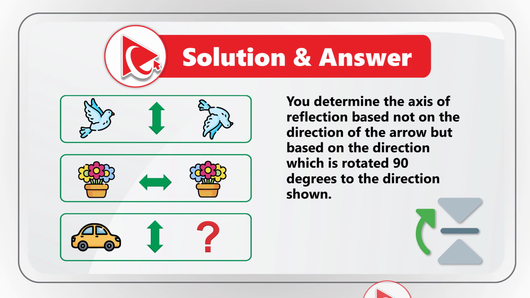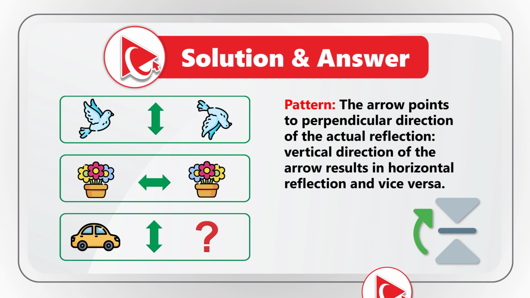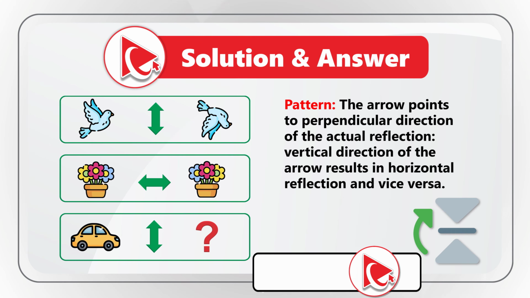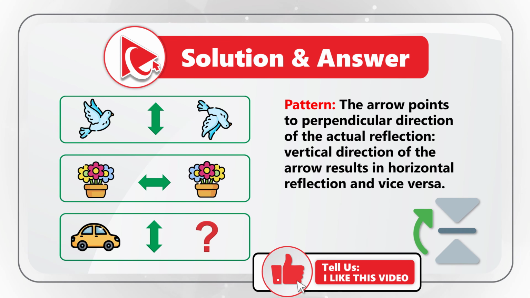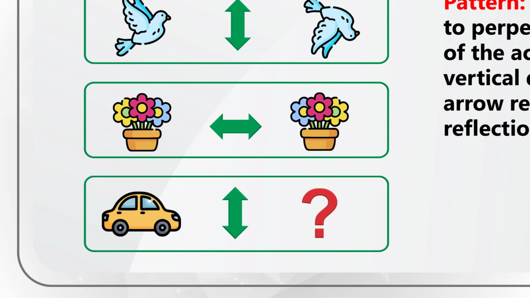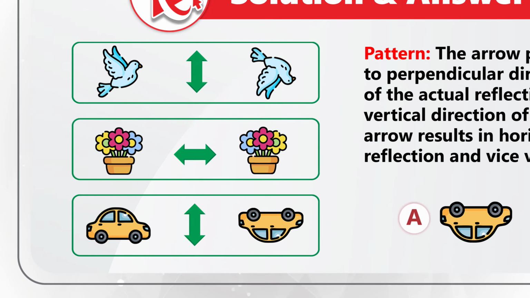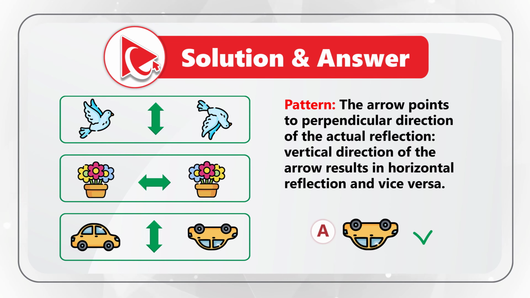So the pattern here is that the arrow points to perpendicular direction of the actual reflection. For example, vertical direction of the arrow results in horizontal reflection and vice versa. Let's look at the third row to get to the correct answer. Because arrow goes from top to bottom, we need to use horizontal reflection, which means that the correct answer here is choice A. Did you get to the same answer? If not, please make sure to post your answer and rationale in comments.